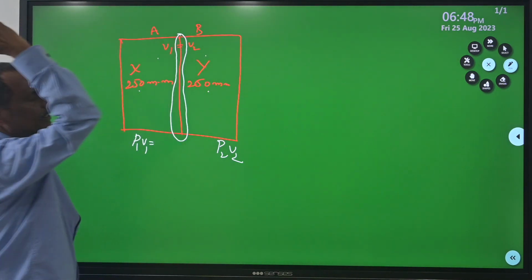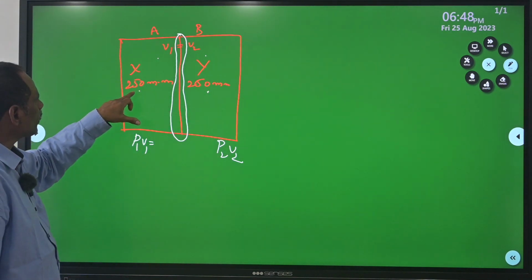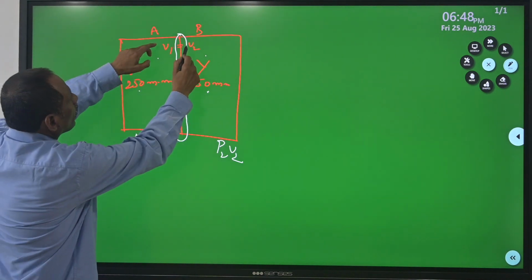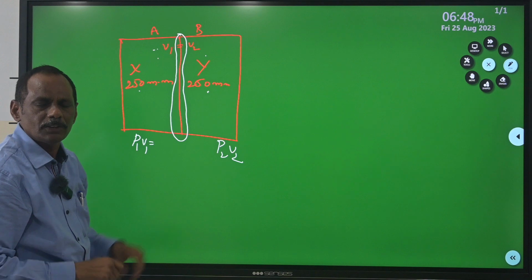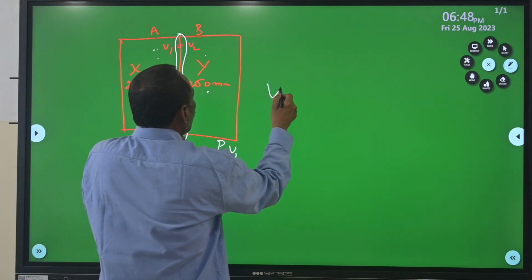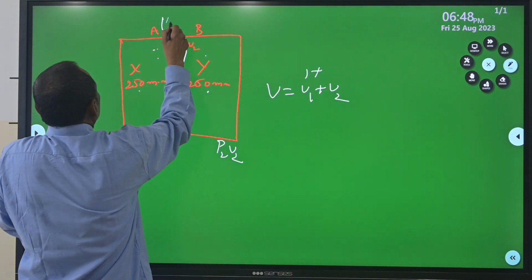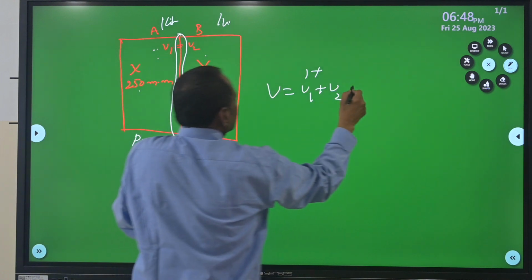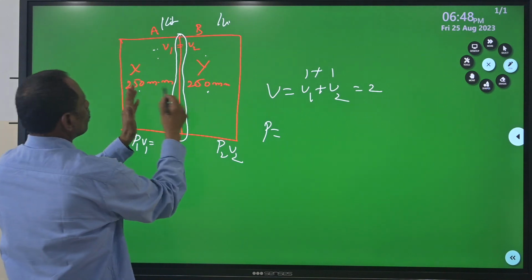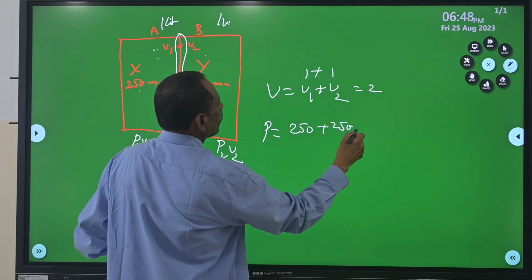If you remove it, again here the first pressure is 250, the second is 250, so the total is 500, and the total volume is V1 plus V2. If the volume is taken as 1, 1 plus 1 is 2. Therefore, the volume becomes V1 plus V2. If the volume of each one is taken as 1 liter, that is 2. The pressure is 250 plus 250, that's 500.